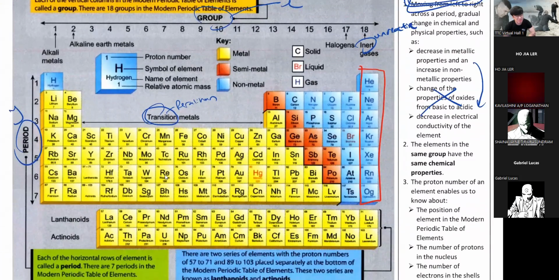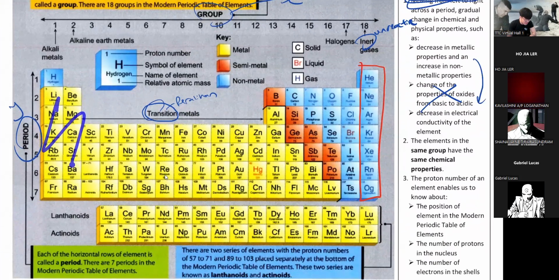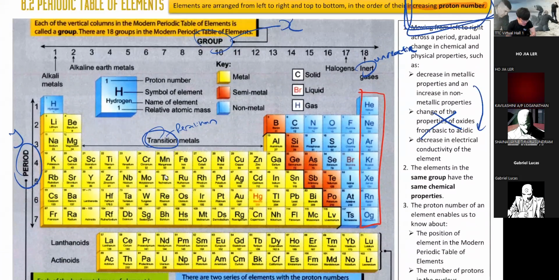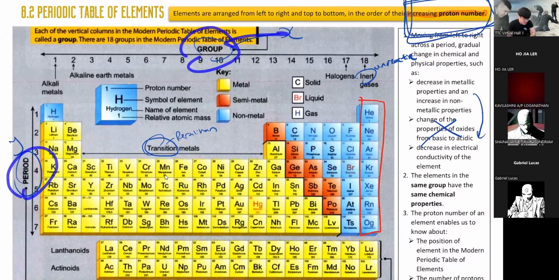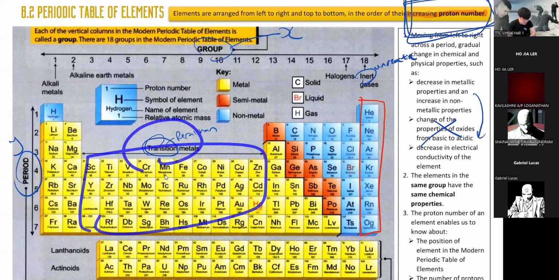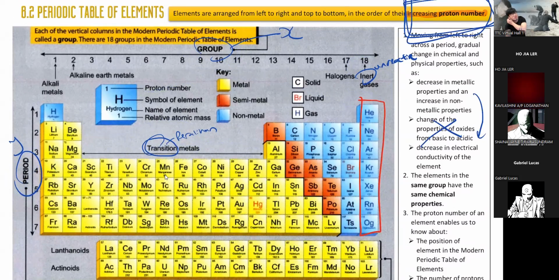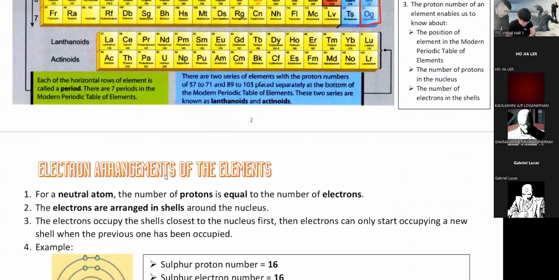Let me sum it up. What should you know here? You should know where the metals are, where the non-metals are, and where the semi-metals are. The x-axis is called group, the y-axis is called period. They are arranged according to increasing proton number. The middle is called transition metal. The last group is called inert gas. That's all the info you need to know.